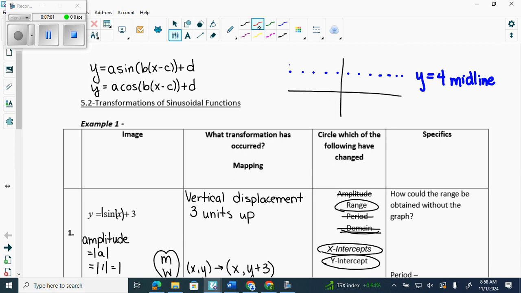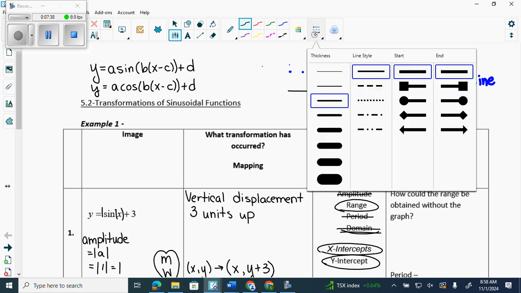So if I say my amplitude is 2, what's my maximum? 6. And if I say my amplitude is 2, what's my minimum? 2. What did you do? You went midline plus amplitude to get the maximum, and then you do midline subtract amplitude to get the minimum. Do we agree? So we're going to write that as a side note for ourselves.